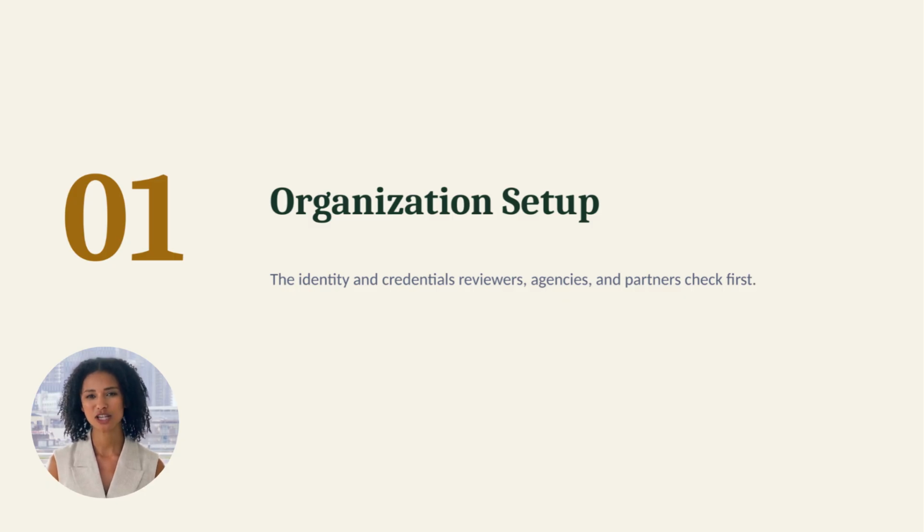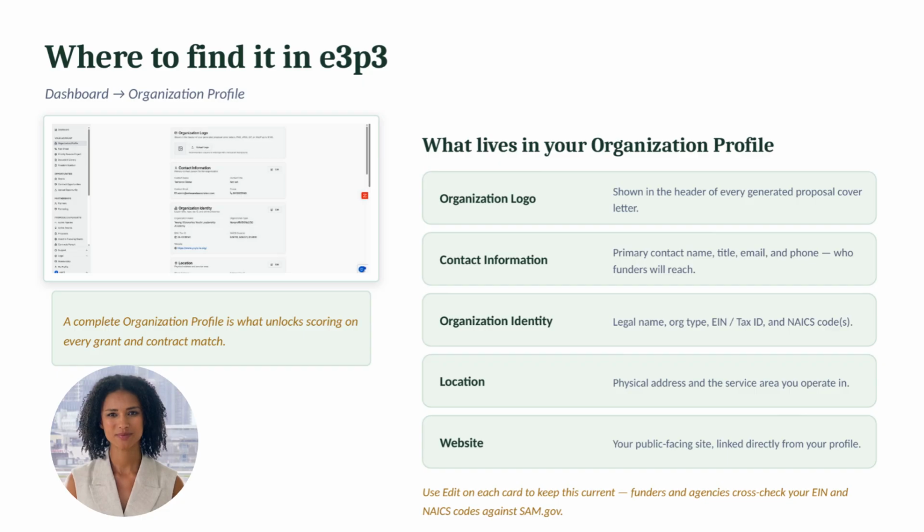Let's start with organization setup, the identity and credentials that reviewers, agencies, and partners check before they trust anything else in your profile. Your organization profile lives under Dashboard, Organization Profile. It holds your logo, your primary contact information, your legal identity: name, org type, EIN and NAICS codes, your location, and your website. Keep these current because funders and agencies cross-check your EIN and NAICS codes directly against sam.gov.